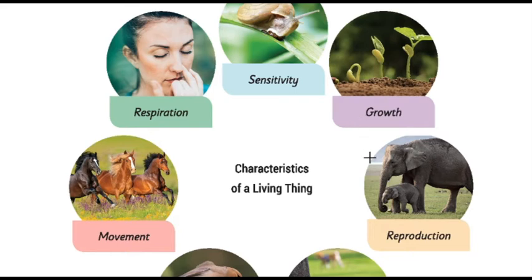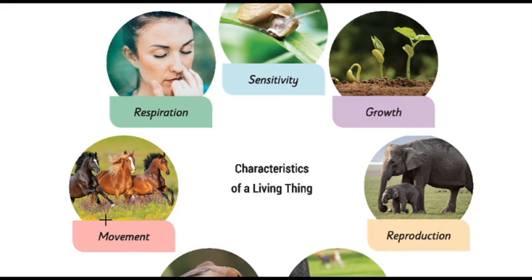And the third one is reproduction. What is reproduction? Giving birth to young ones is called reproduction. It is a main character of living things. On the other hand, non-living things will not reproduce. If I keep a book here, will it produce another book? No, it will not. So it is an important character of living things.